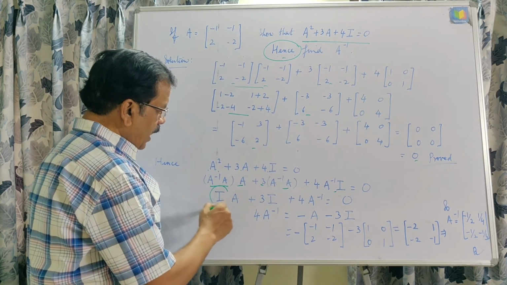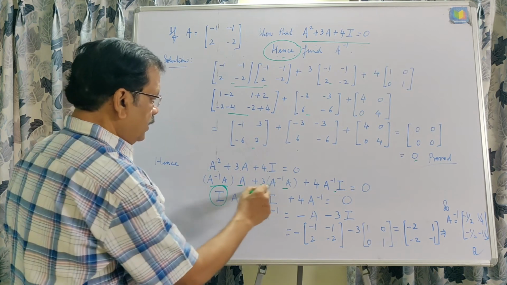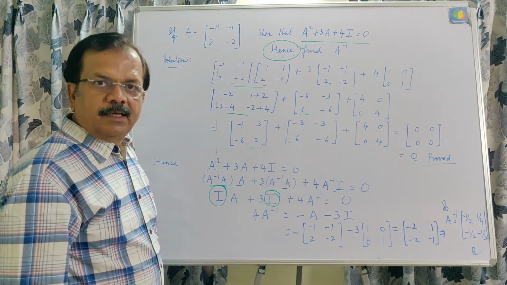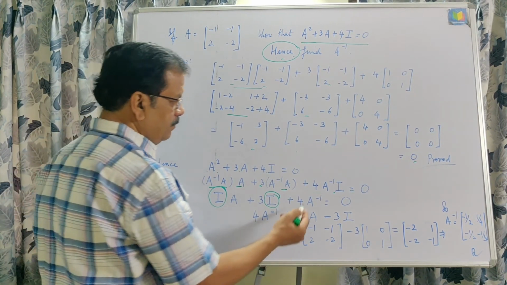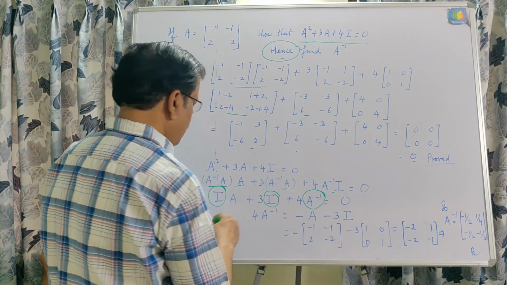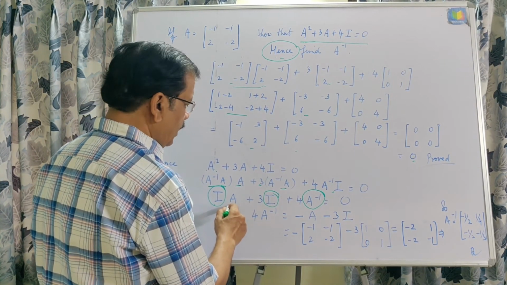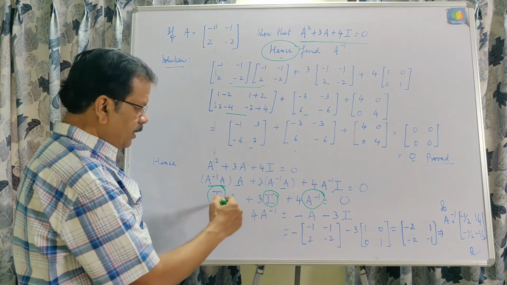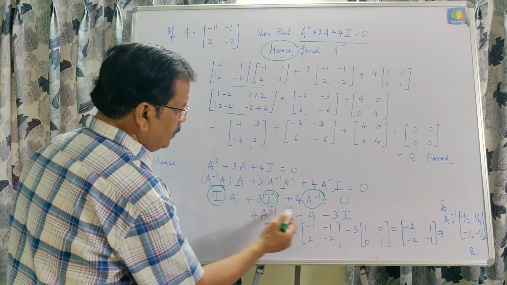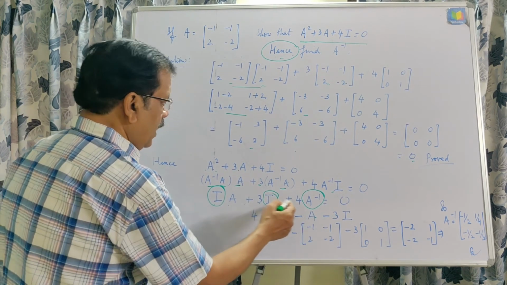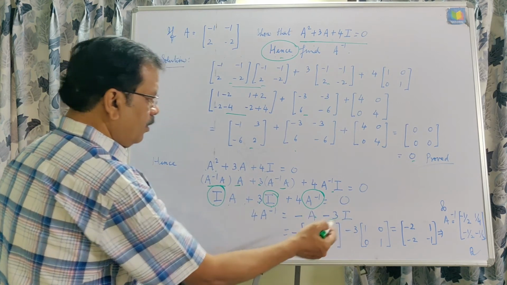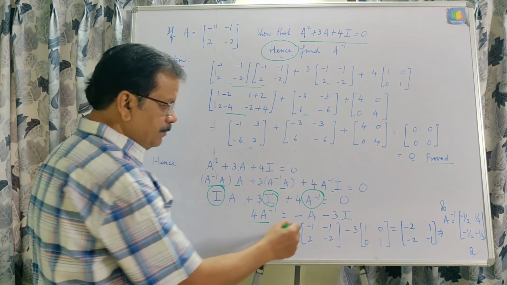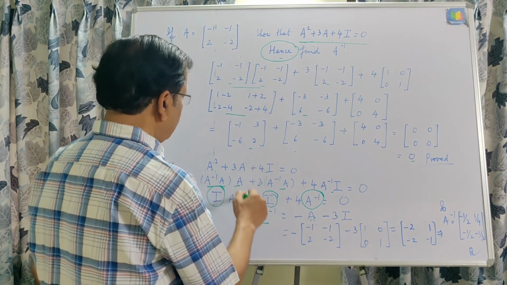A inverse A is I, the identity matrix. Here A inverse A is I, and A inverse I, multiplied to any unit matrix, any matrix will be the matrix itself, and then IA is coming A, 3I as it is, and 4A inverse. Transposing this, IA means minus A, and 3I means minus 3I. On the other side, we are getting the value of 4A inverse, substituting the value of A, which is given here.